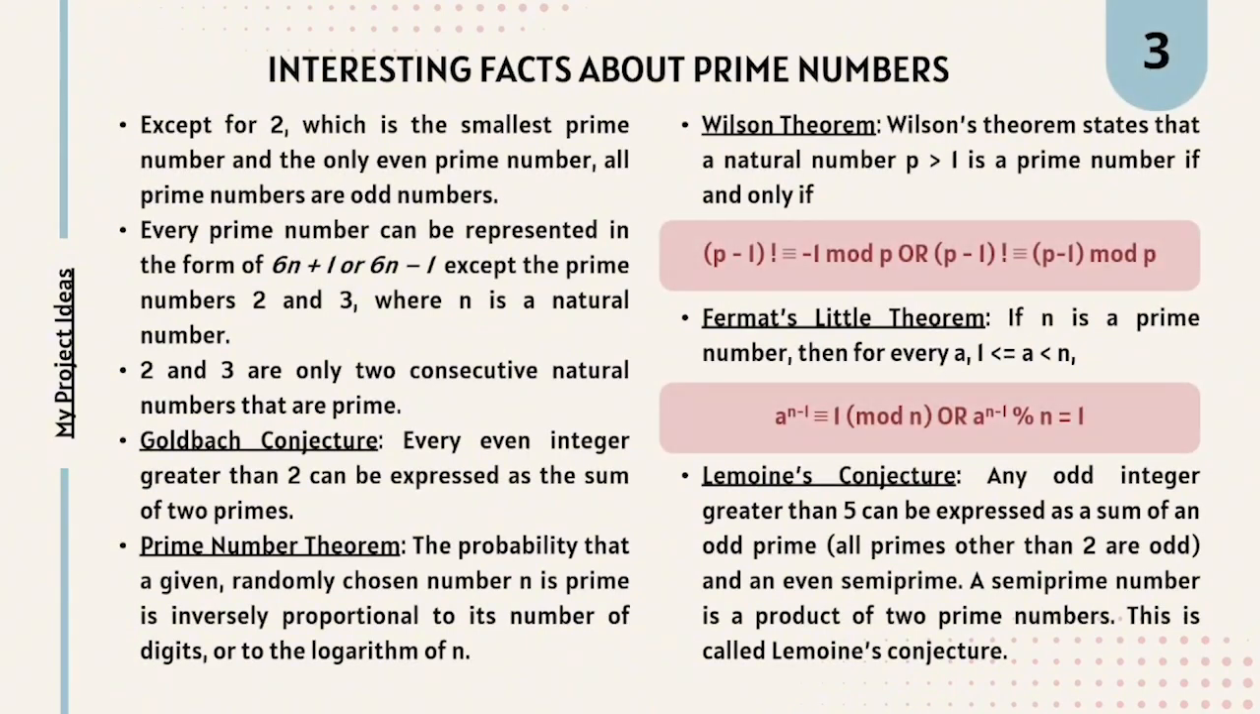Then, what are the interesting facts about prime numbers? Except for 2, which is the smallest prime number, that is the even prime number, all other prime numbers are odd numbers. So 2 is the smallest prime number and it is the only even prime number. And every prime number can be represented in the form of 6n plus 1 or 6n minus 1, except 2 and 3. And 2 and 3 are the only two consecutive natural numbers that are prime. When you move forward in the number system, you won't find any other two consecutive natural numbers that are prime.